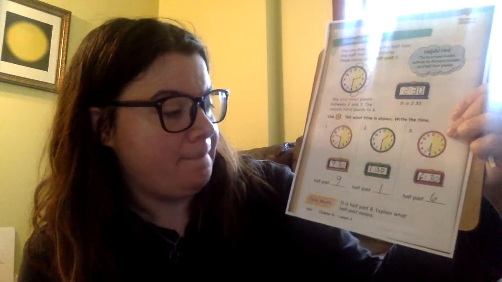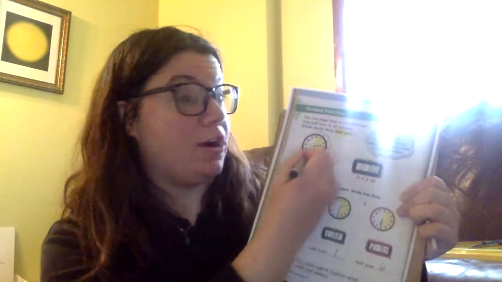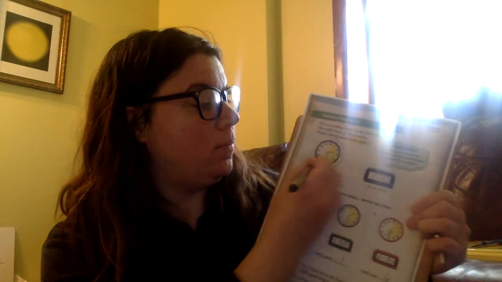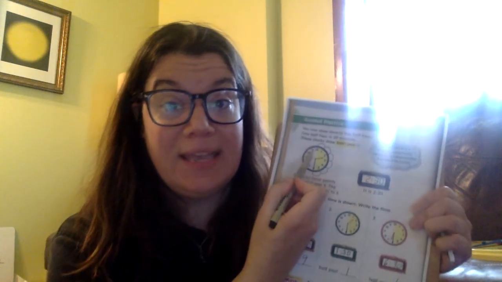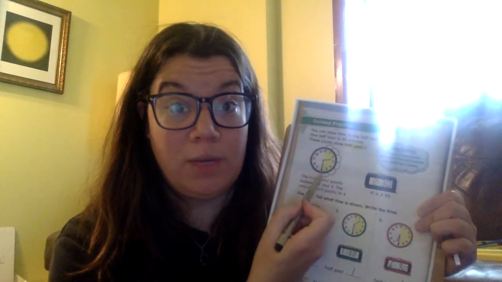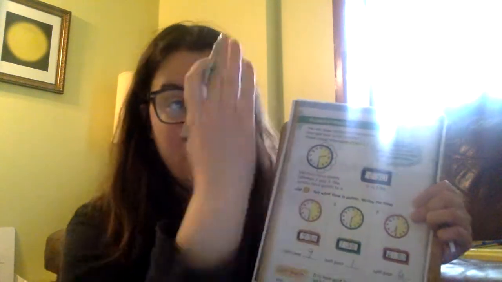6:30. It is 8:30. Explain what half past means. That means what? If we look at our clock from 1 to 12 as the whole, our 60 minutes, it's halfway between 1 hour to the next. All right, let's cut. There's 60 minutes in an hour. It cuts our hour in half past.